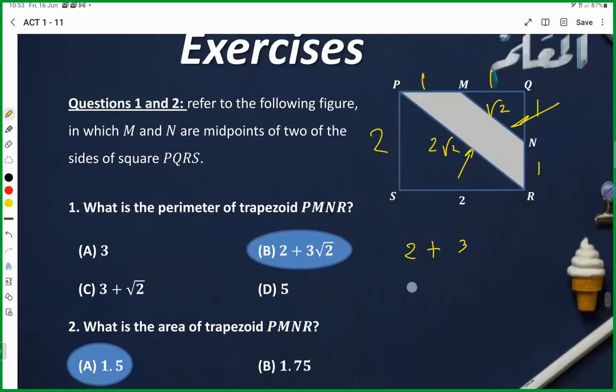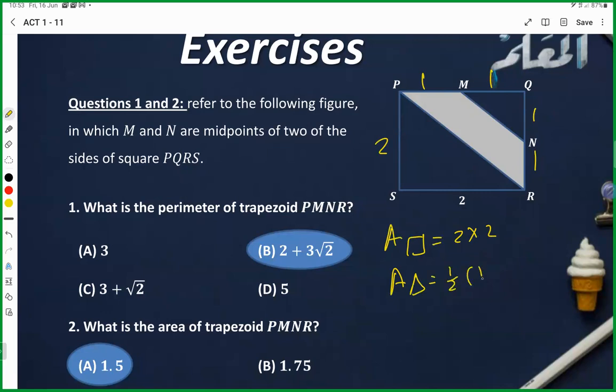How do we get the area? The problem with the area here is that most students will look for the height of the trapezoid. No, I don't have the height. So how can I solve it? The easy way: the area of the square is 2 times 2. The area of the first triangle is half times 1 times 1. The area of the second triangle is half times 2 times 2. The subtraction will get you 1.5: the area of the square minus the area of the first triangle minus the area of the second triangle.